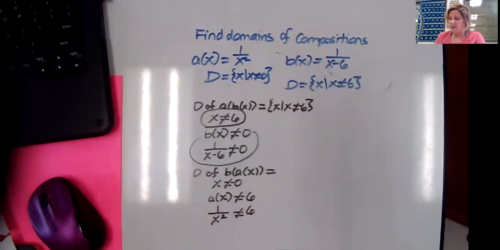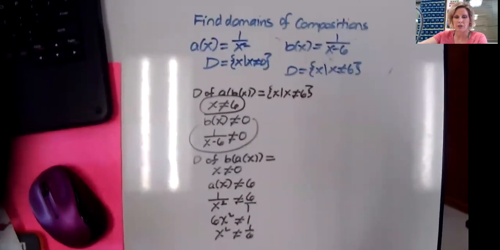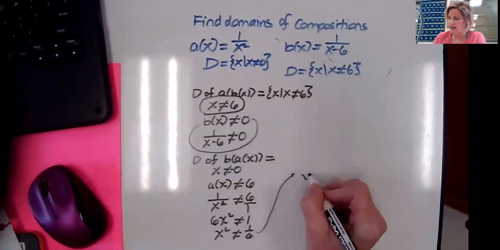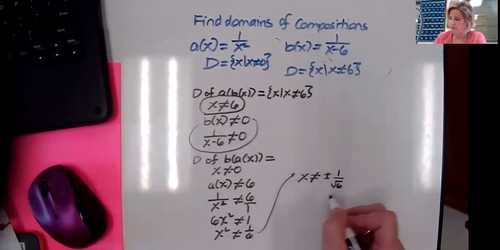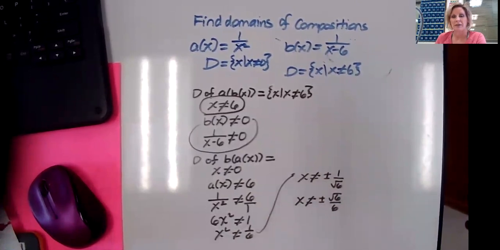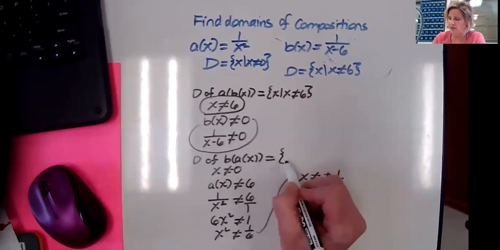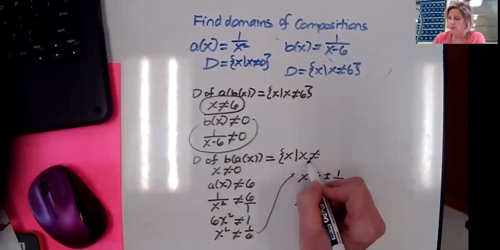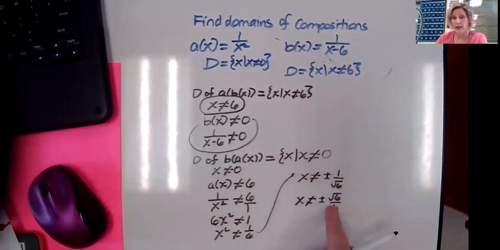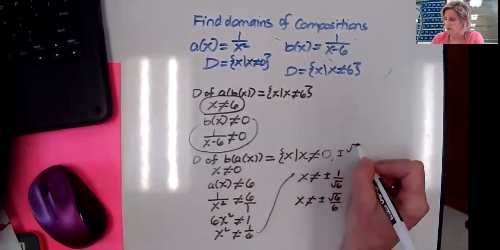So what I'm going to do is solve this equation by cross multiplying. So 6x squared better not be 1. X squared better not be 1/6. That means X better not be plus or minus the square root of 1/6. X better not be the square root of 6 over 6, plus or minus. So again, on this one, now I've got 3 things I need to say. The domain of the composition excludes 0 and plus or minus the square root of 6 over 6.